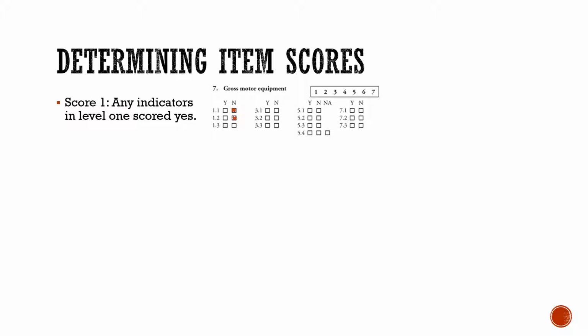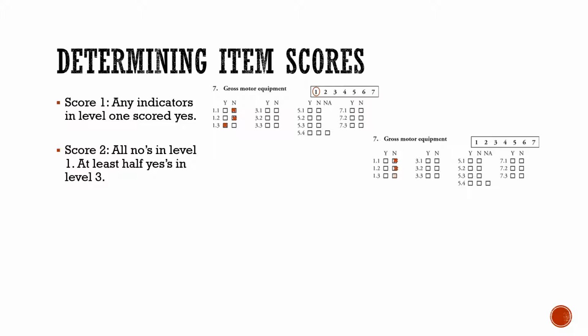Okay, so let's look at how the scores are actually determined. Level 1. If any indicators in Level 1 are marked yes, that item is an automatic score of 1. This is why it's important to begin here, because even if a classroom meets all indicators in Level 3 and 5, if they have a yes in Level 1, they receive a score of 1 for that item. Note, Level 1 requires a no. All other levels require yes.